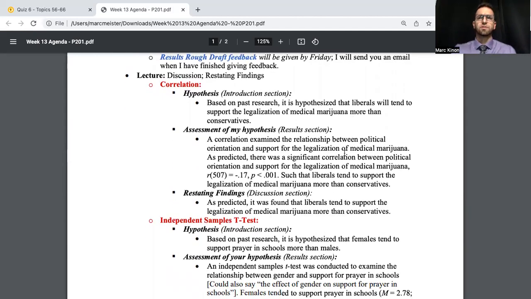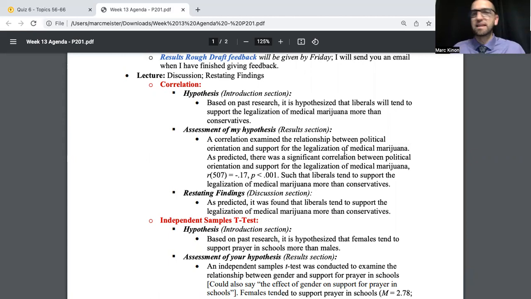Okay, so now we're done with the results. We're done with the tables and figures. So what's the next part of the research paper? It's going to be the discussion. The first part of the discussion, and that's all we're going to talk about today, is you restating your findings in a way that anyone can understand.